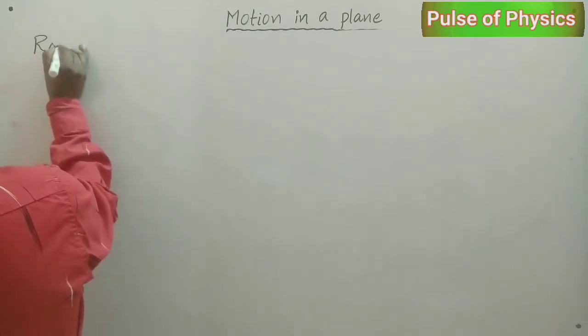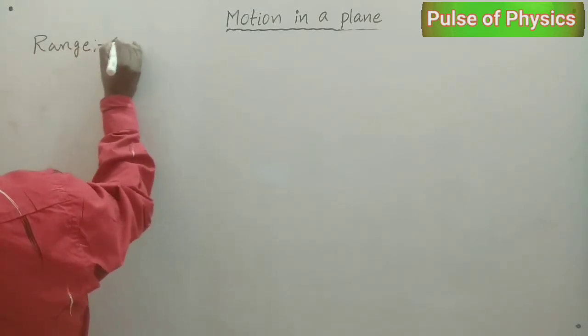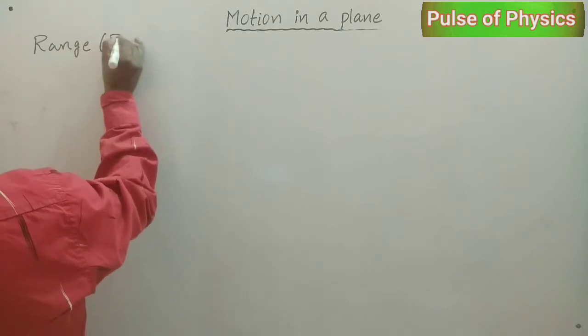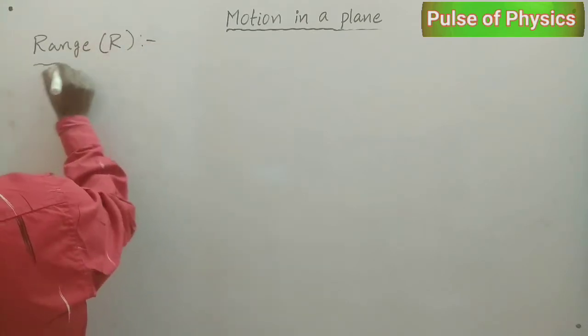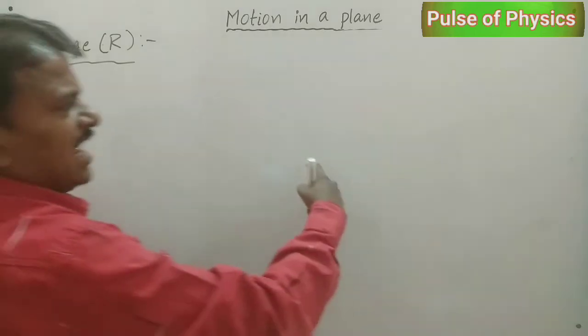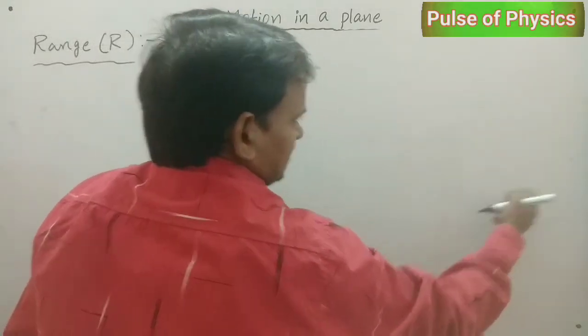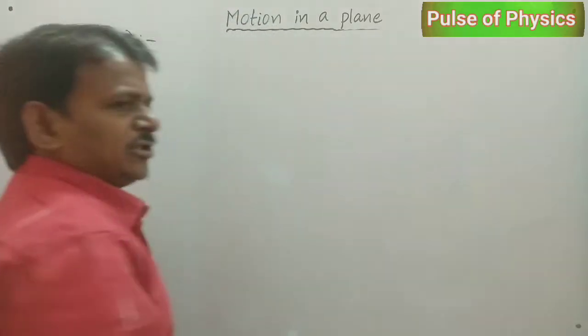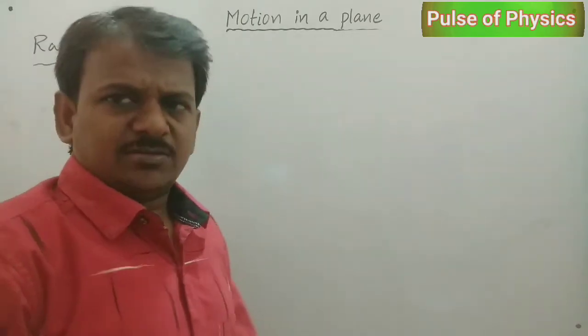Range. What is meant by range? The maximum horizontal displacement covered by an oblique projectile is called range.